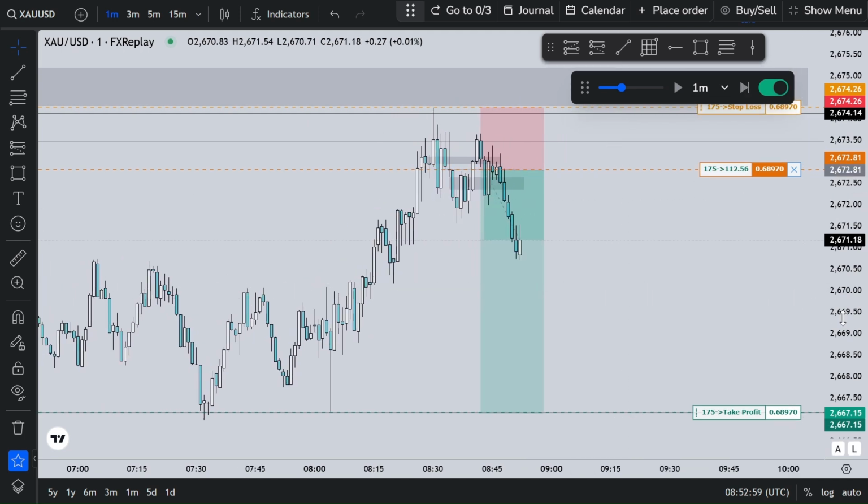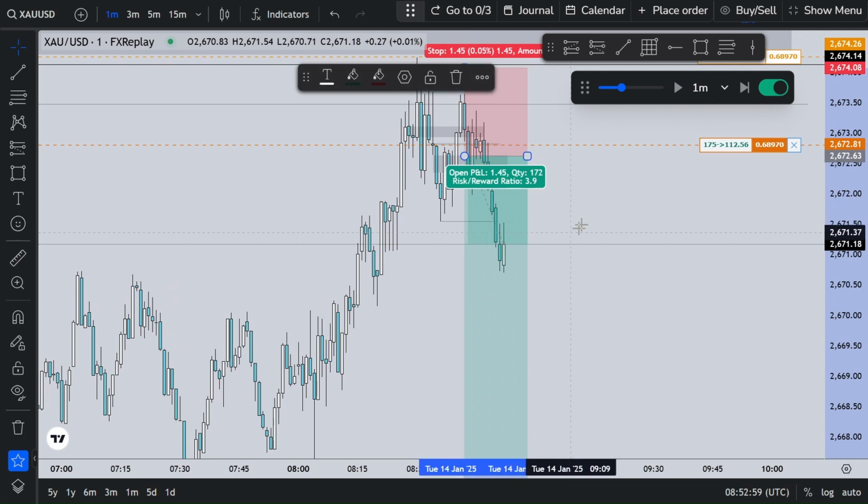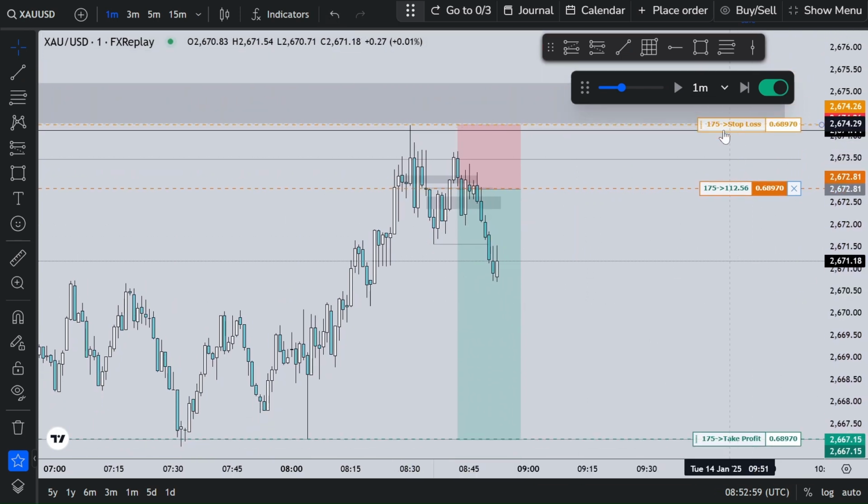Then we get this nice push down. And this is where I go break even after we've closed below this low here. So I'll go break even there.